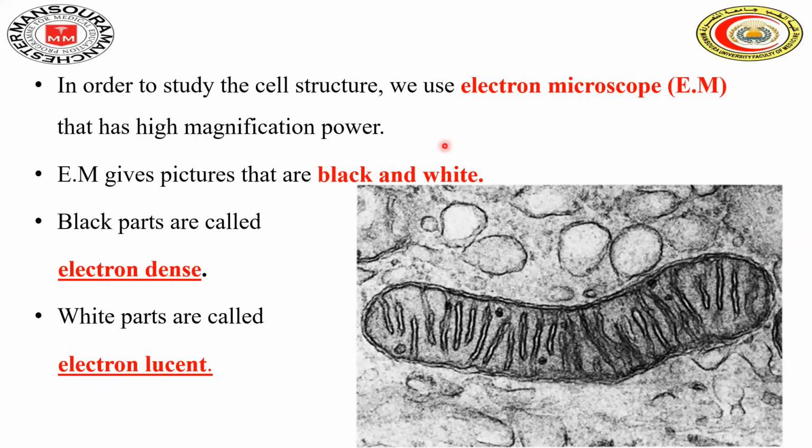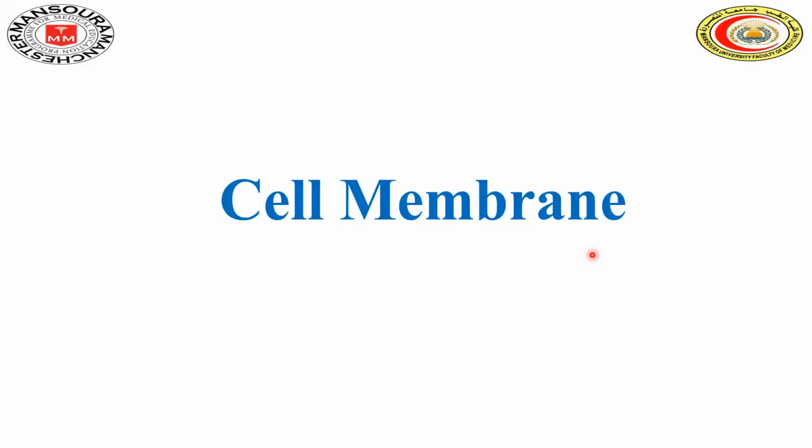So again, in order to study the cell components, the very fine details of the cell, we use electron microscope that gives us black and white pictures. In order to describe these pictures, we have two terms. Electron dense describes the dark or black parts, and electron lucent describes the white or clear areas. This is a brief introduction about the study of the cell. Let's start by the components we mentioned now. The first component of the cell is the cell membrane.